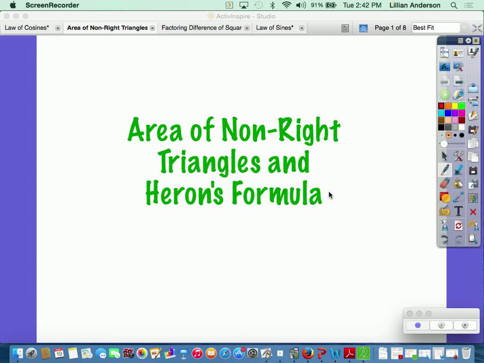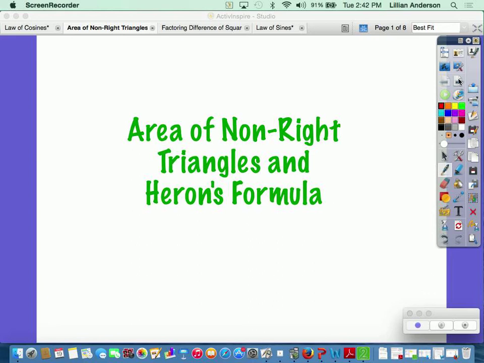Alright, so today we are talking about area of non-right triangles and Heron's formula. As you've noticed before, we are moving away from what you did in geometry with right triangles and progressing into non-right triangles. That also includes area, okay?